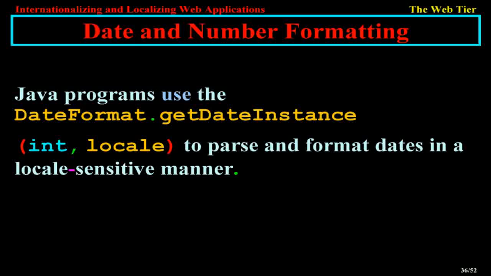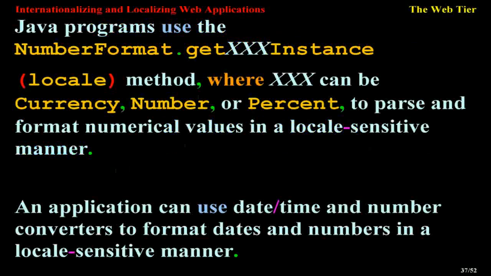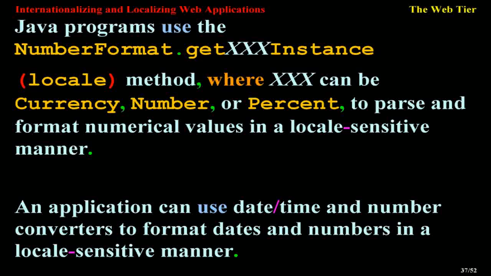Date and number formatting. Java programs use the DateFormat.getDateInstance(int, locale) method to parse and format dates in a locale-sensitive manner. Java programs use the NumberFormat.getXXXInstance(locale) method, where XXX can be Currency, Number, or Percent, to parse and format numerical values in a locale-sensitive manner. An application can use date, time, and number converters to format dates and numbers in a locale-sensitive manner.